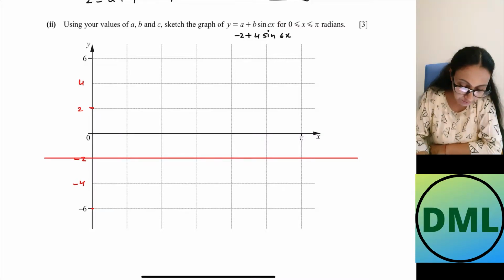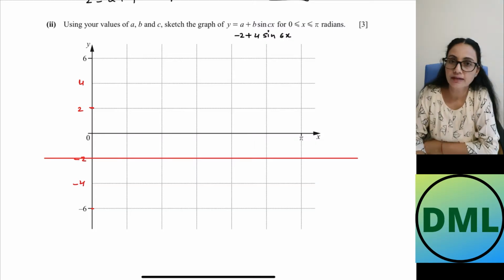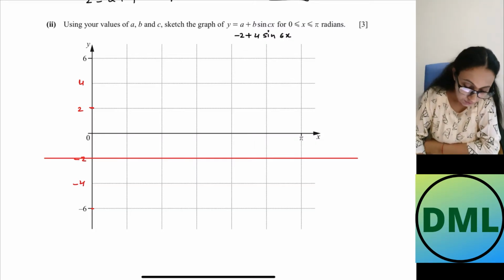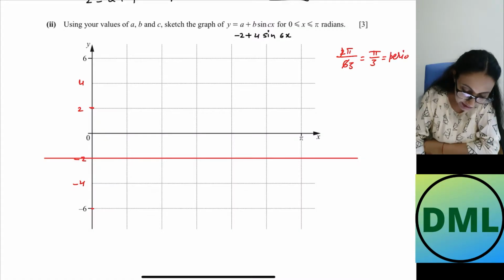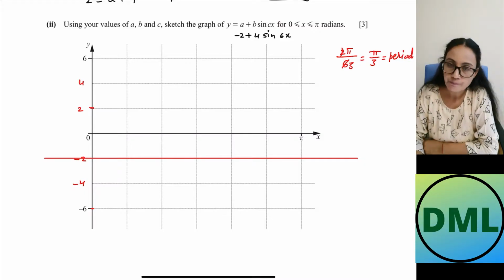I need to find out my period. One cycle of sine graph completes in 2 pi radians. So 2 pi radians divided by the c value. What is the c value we have here? The c value is 6 here. So if I cancel it out, it will be 3 here. So my period is pi by 3. This is my period. That means my one cycle completes in pi by 3 radians.